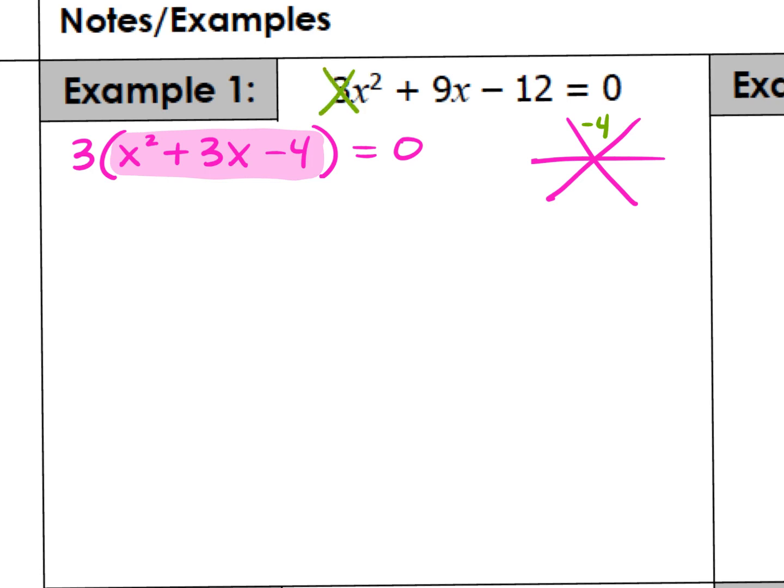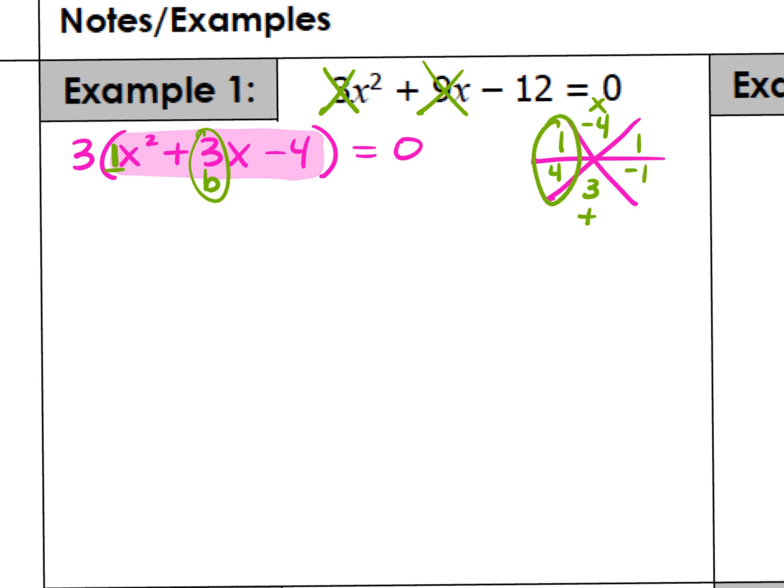Okay, what's your a value? No, not the 3. It's the 1. It's what's in front of what we just factored. So a is going to be 1. What's your b value? The b is a 3. That's this b value, not that b value. So b is 3. So you're asking, what can I multiply to get negative 4 that I could add to get 3? 4 and negative 1.